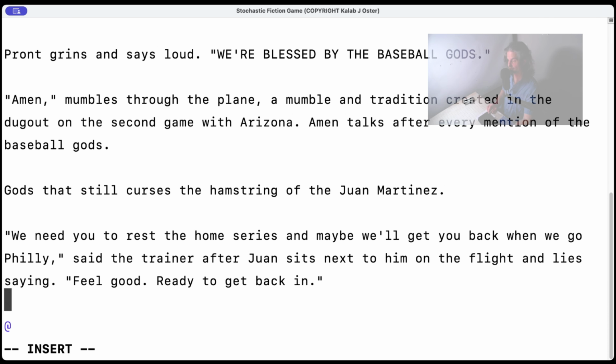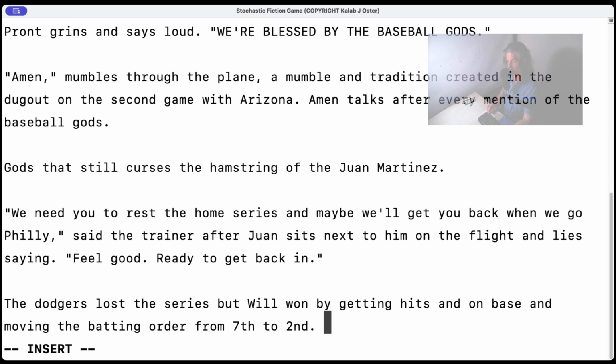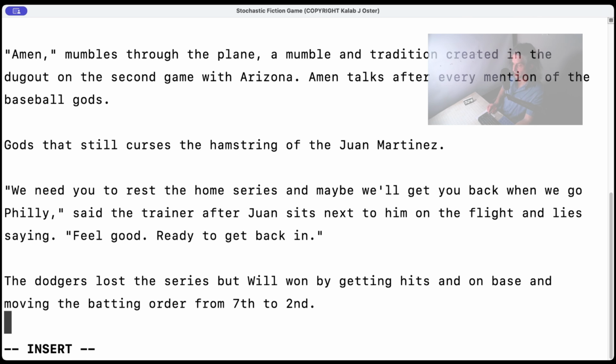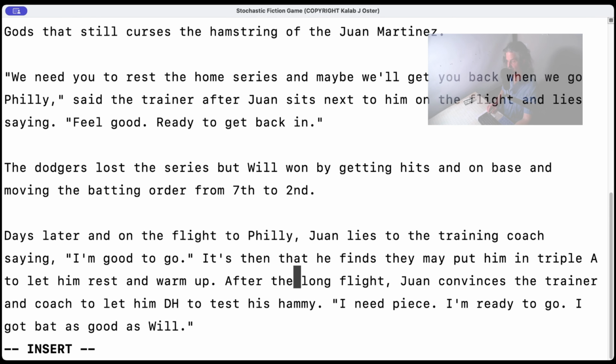"We needed to rest for the home series, and maybe we'll get you back when we go to Philly," says the trainer, after Juan sits next to him on the flight and lies, saying, "I feel good, ready to get back in." The Dodgers lose the series at home, but Will wins by getting hits and on base and moving the batting order from 7th to 2nd. Days later, on the flight to Philly, Juan lies to the training coach, saying, "I'm good to go." It's then that he finds they may pull him into AAA and let him rest and warm up. After the long flight, Juan convinces the trainer and coach to let him DH to test the hammy.